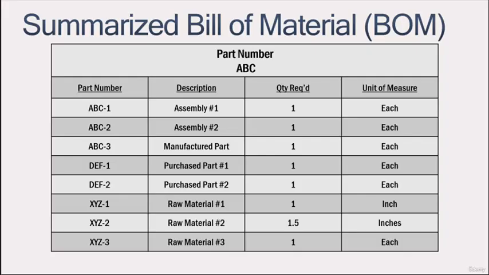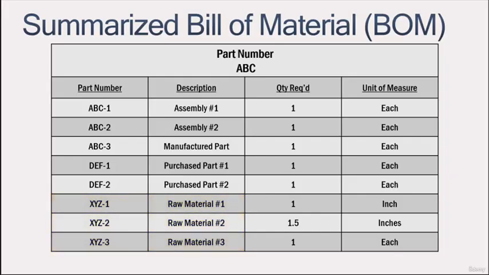Subcomponents can be either manufactured internally or purchased from a vendor. Most importantly, as the supply chain expert, you must recognize them as the dependent demand items. They are linked to ABC, and their quantities required are calculated based on the demand for ABC. So let's go through the list and understand the different types of information being shown. You have assemblies, 2 of them. You have a manufactured part that you make in your shop. You have 2 purchased parts. You have raw material, 3 types that you purchase.